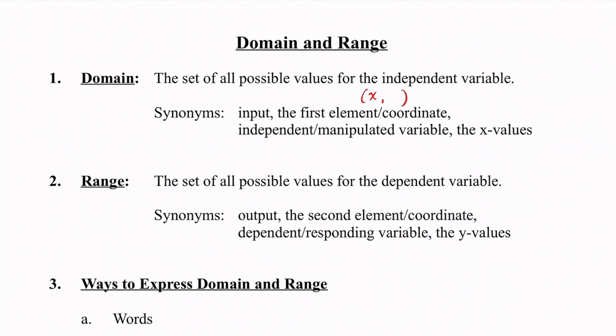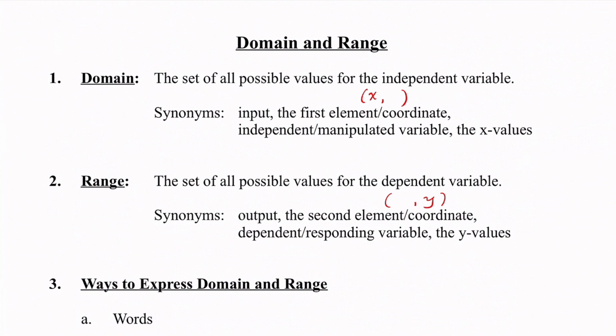The range is very similar to domain. It's just the dependent or the second variable. So it is the set of all possible values for the dependent variable, and the dependent variable has some different synonyms or names. It's also called the output, the second element. So again, if I had my set of brackets and put my comma in between, that second coordinate, or second element, is the range. It is also the dependent or responding variable. Those two mean the same. And again, it can be the y value. So for the second term, we always use y.